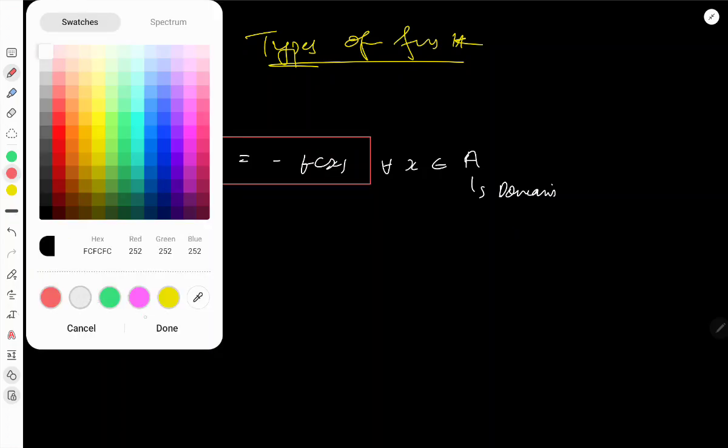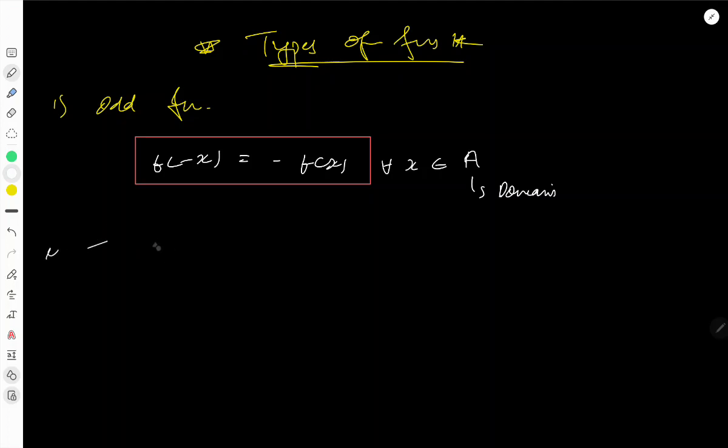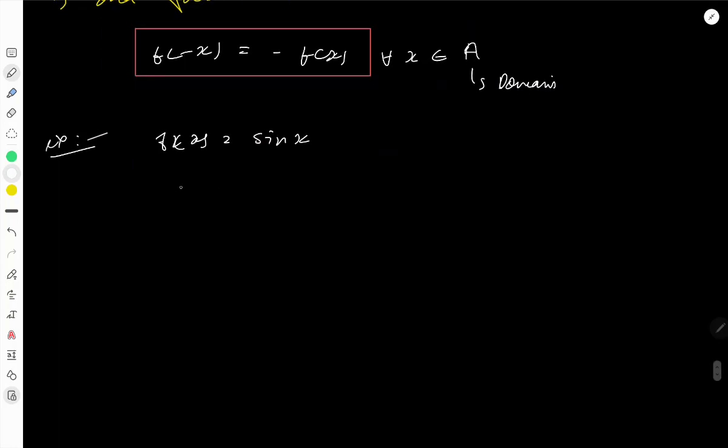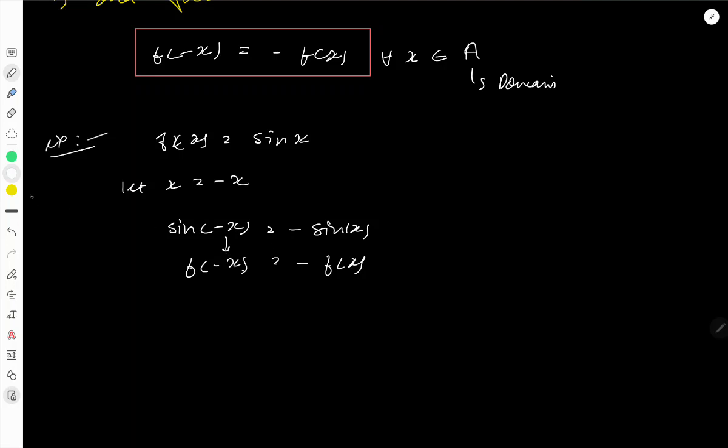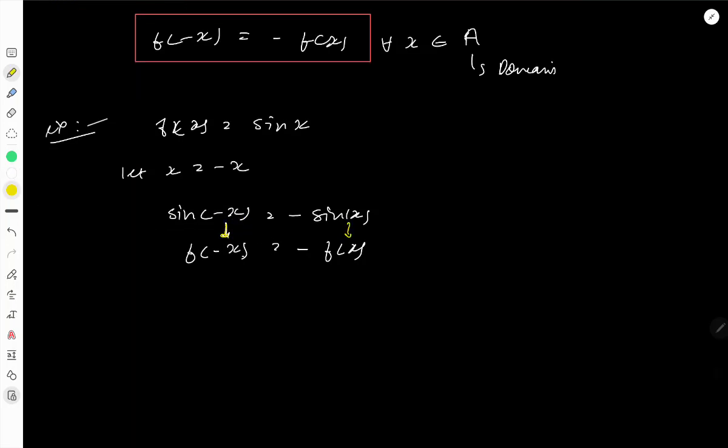This means, let us take an example. The example is pretty clear. Let the function f of x be sin x. If we put x equal to minus x, sine of minus x would be minus of sine of x. So this proves that f of minus x equals minus of f of x, and we can say that sin x is an odd function.